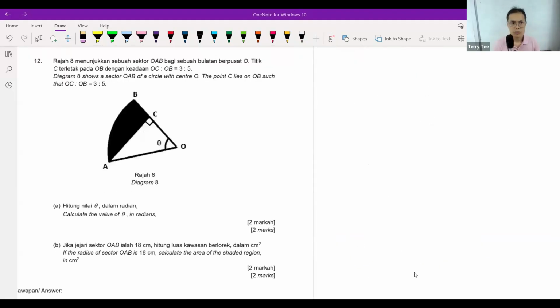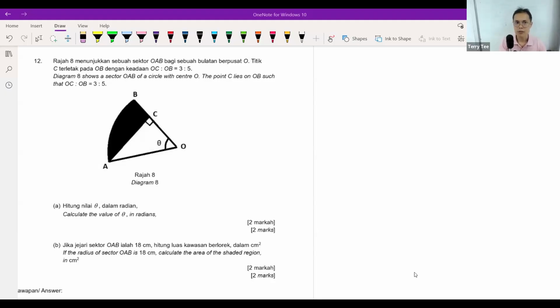Okay, moving on to question number 12. This is from Form 5, Chapter 1, Circular Measure. Diagram 8 shows sector OAB of a circle with center O. Point C lies on OB such that OC:CB is 3:5. OC is 3. This OB is 5, the whole thing is 5. Your radius is 5. Now you're supposed to find theta. So if your radius is 5, this is also 5.